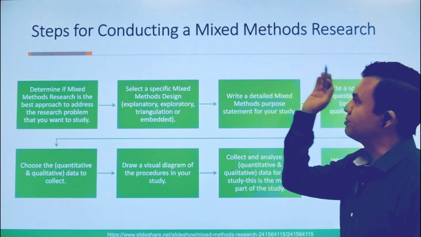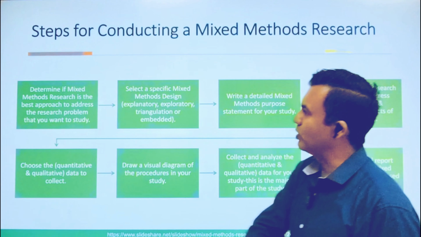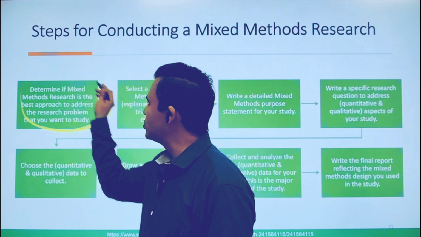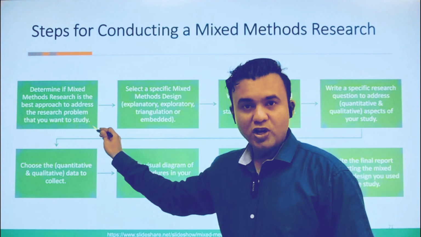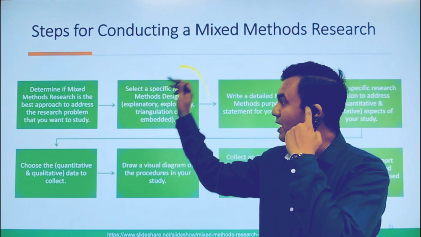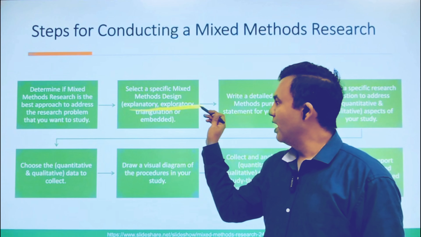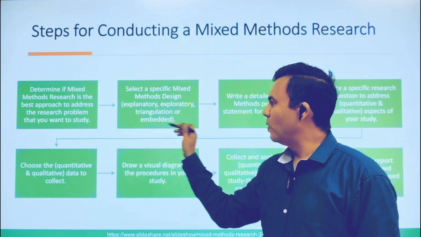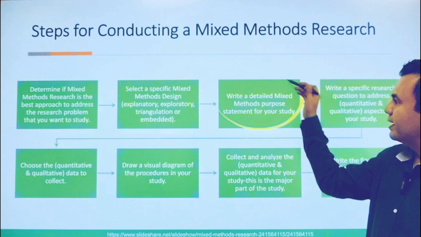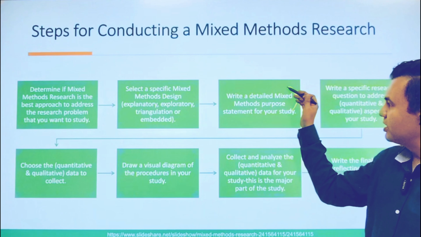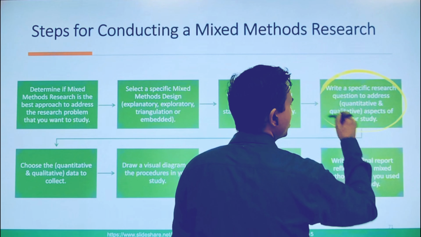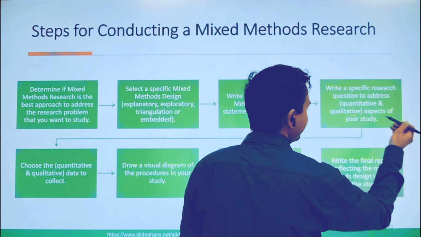General steps for conducting mixed methods research. First, determine if mixed method research is the best approach to address the research problem you are working on. If yes, then you select the mixed method design, such as explanatory, exploratory, triangulation, or embedded, anything we discussed. Write the detailed mixed methods purpose and the statement of our study. Then write specific research questions to address, such as quantitative and qualitative aspects of our study.